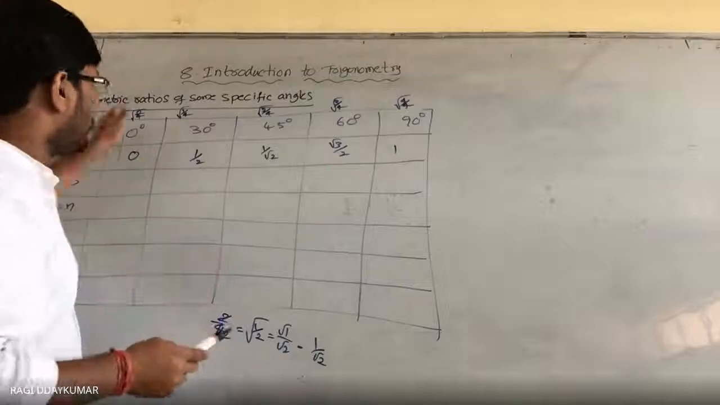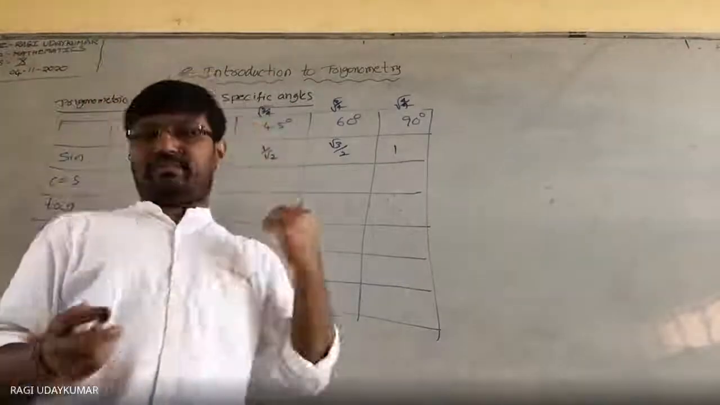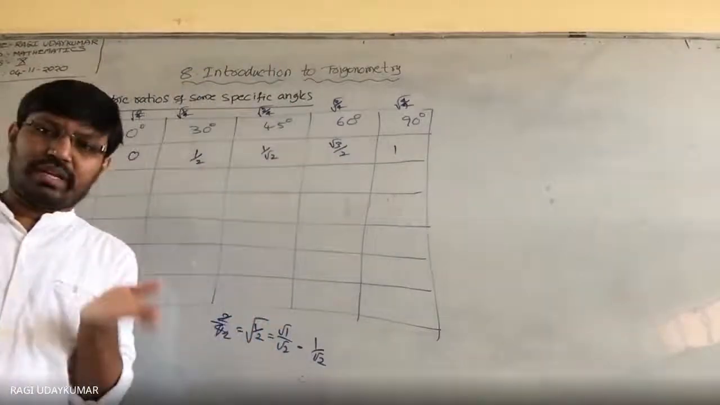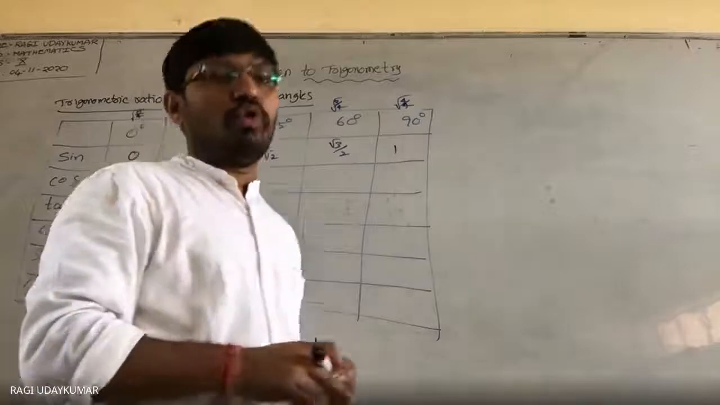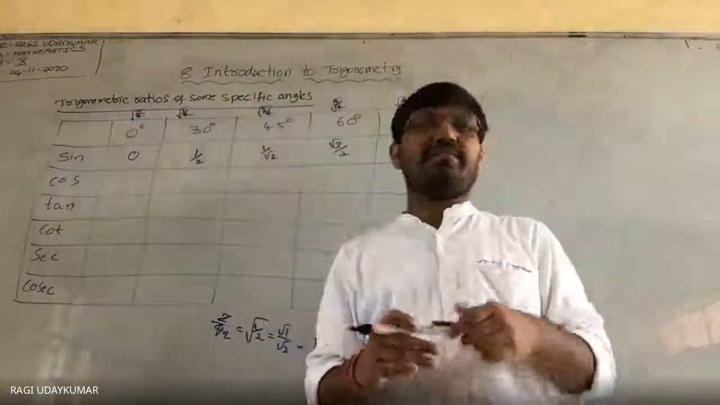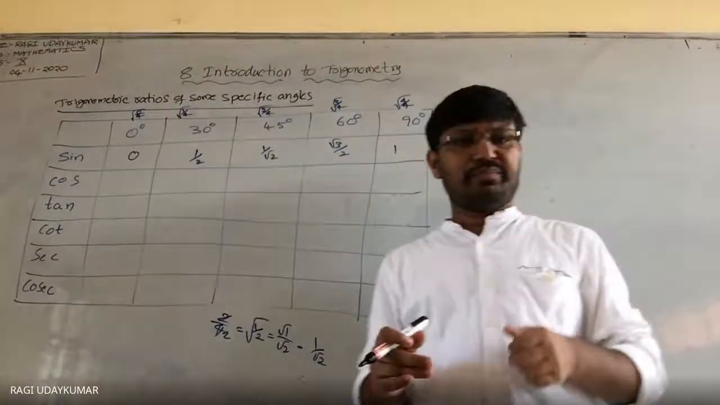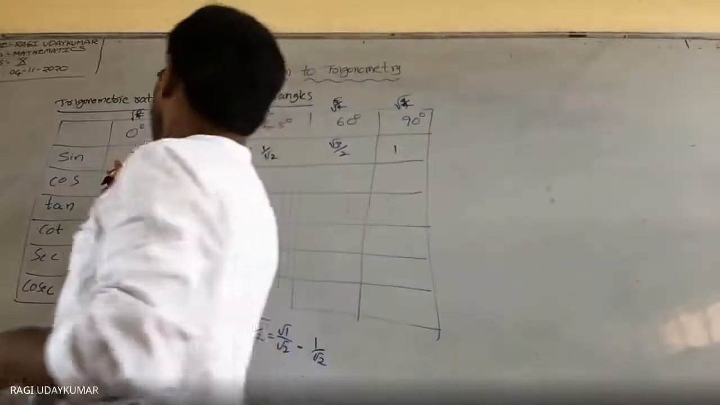So this is an easy way to remember. It's an easy way to remember. But proofs you need to know. You need to know the proofs compulsorily. Okay? Understood?